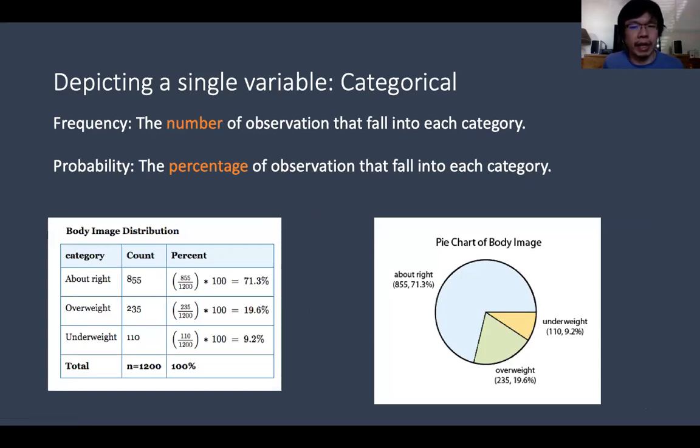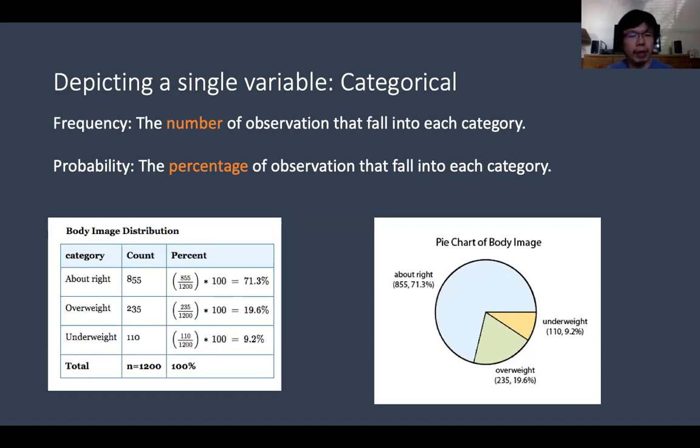Now I'm just going to give you a very quick recap of what we have done in this area. We've studied how to depict a single categorical variable. Notice that you can have two types of descriptions, like numbers, to describe the categorical variable. One is frequency, which is how many observations fell into each category. And the other we call probability. The probability within the sample is just the percentage of observations that fall into each category in this particular sample. In this one, 1,200 participants reported about their body image. The frequency is 855 about right, 235 overweight, 110 underweight. And that can be turned into a percentage by dividing by the total and multiplying by 100.